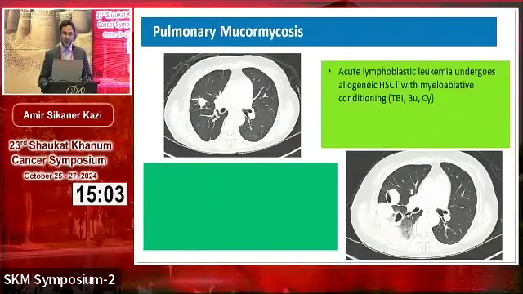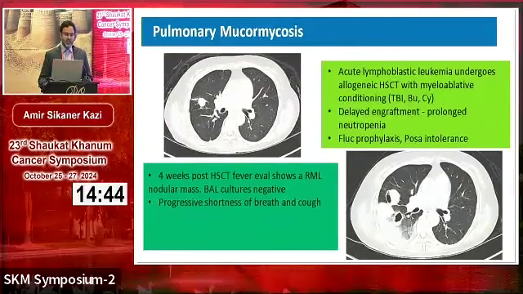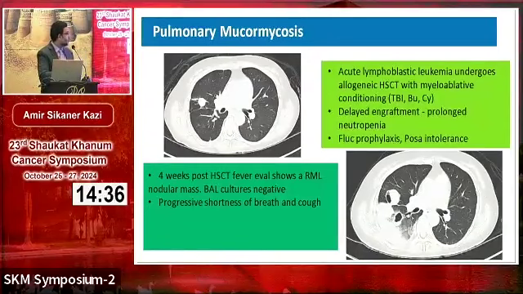So this is a patient with ALL who undergoes stem cell transplant with myeloablative conditioning, has delayed engraftment with prolonged neutropenia, and is on fluconazole prophylaxis specifically because they had a bad intolerance to posaconazole with a lot of vomiting. And we can see that 4 weeks post-transplant, his fever evaluation shows a right mid-lung nodular mass, right there.